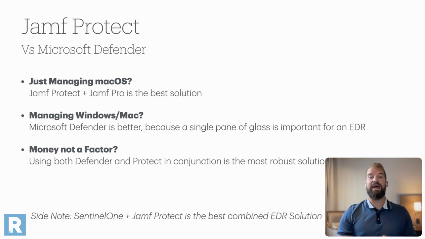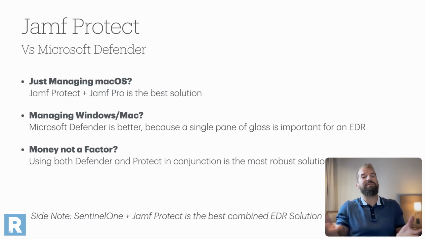But if money is not a factor, you can actually use both of these products together very well, and it will give you a much more robust solution because Jamf Protect does a lot of things that Microsoft Defender doesn't do, and vice versa. One thing I'll mention about this too, Microsoft Defender can be used with Jamf Pro. So if you're looking at a solution, you're like, all right, I want best in class for managing my macOS devices. Let's get Jamf Pro. And then I'm going to put Microsoft Defender on it. So I still kind of have that single pane of glass. You can use a lot of these different things with Jamf Pro and not just Intune.